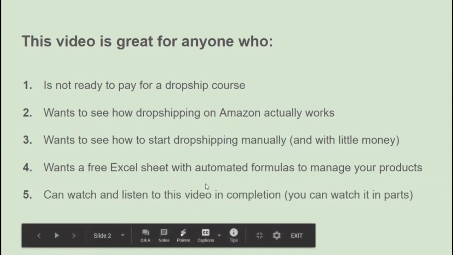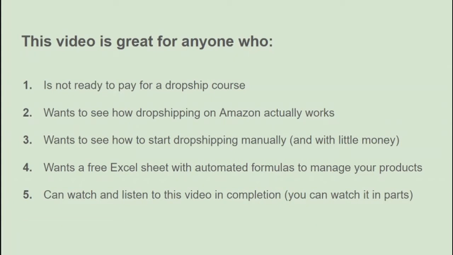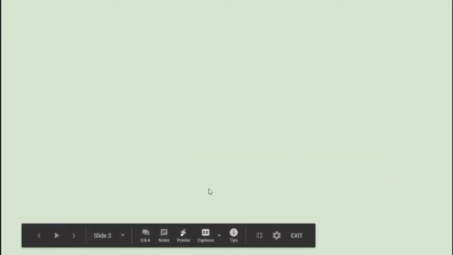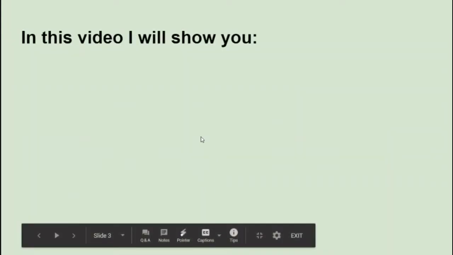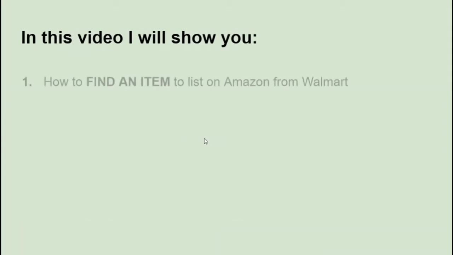And most importantly, anyone who can watch and listen to this video in completion, and of course you can watch it in separate parts if you have to, rewind, do whatever you have to do. But it's important that you watch everything to learn as much as you can, because in this video I will show you, number one, how to find an item to list on Amazon from Walmart. Now you can do it from any supplier, but Walmart will be the example.